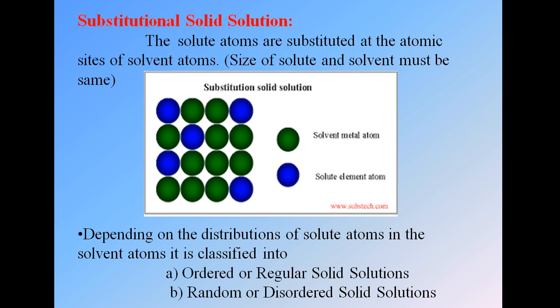Depending on the replacement, in the figure the blue spheres are placed anywhere. They are placed randomly. Depending on the placing of the solute atoms, we have two types: ordered or regular solid solution, and second, random or disordered solid solution. If we place the blue spheres in a specific, regular order, then it is an ordered solution. If you place them randomly anywhere as per your wish, then it is a random solid solution. Are you getting it or not?